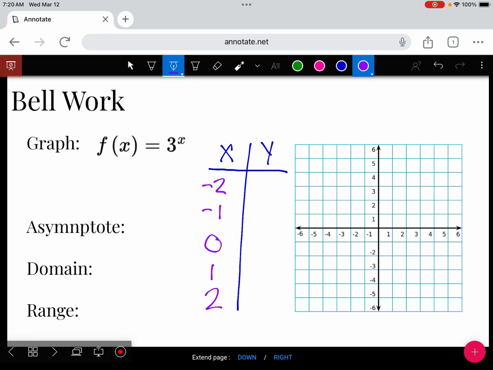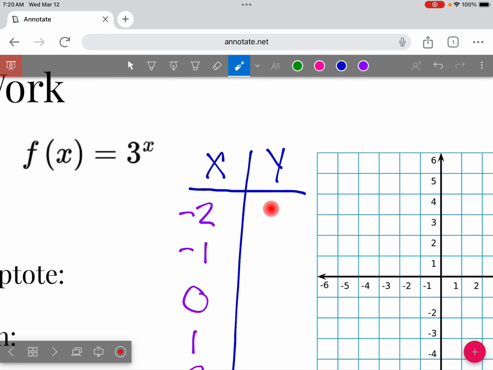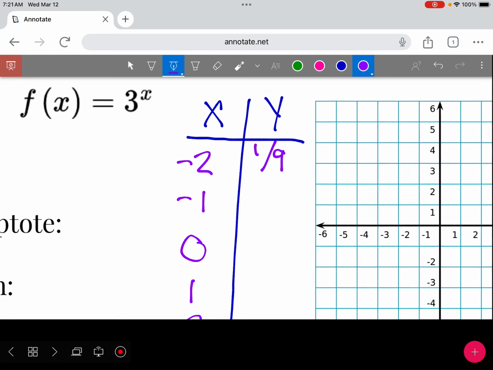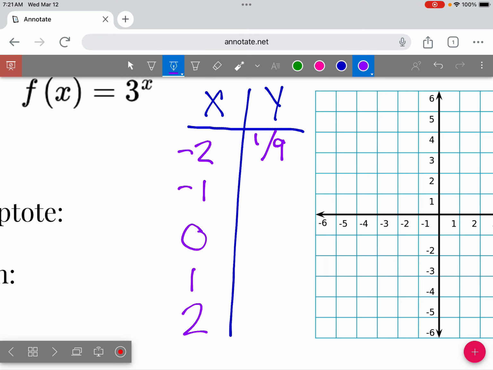So what are we getting for y values when we have these? What goes with our -2? 1/9. Good, because 3 to the power of -2 is 1/9. And you can put those in the calculator. Like, the calculator can do that. So our -1 is going to go with what? 1/3.